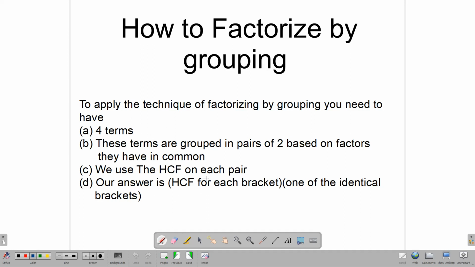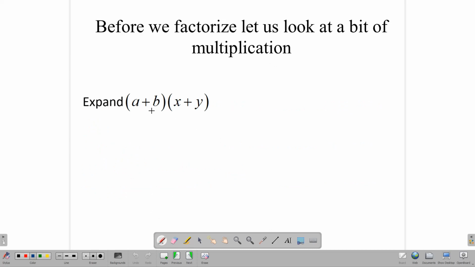Of course, this may not mean a lot to you, so let's go into an example and show you how it's done. Before we get into that though, let's look at this question. It says expand bracket a plus b bracket x plus y. How do we expand this again? We recall that if we use the distributive law, we can expand this bracket and get a very useful result. So we can take this bracket and multiply this x plus y by this a, first of all, multiplied by the x plus y, followed by the plus b multiplied by the x plus y.